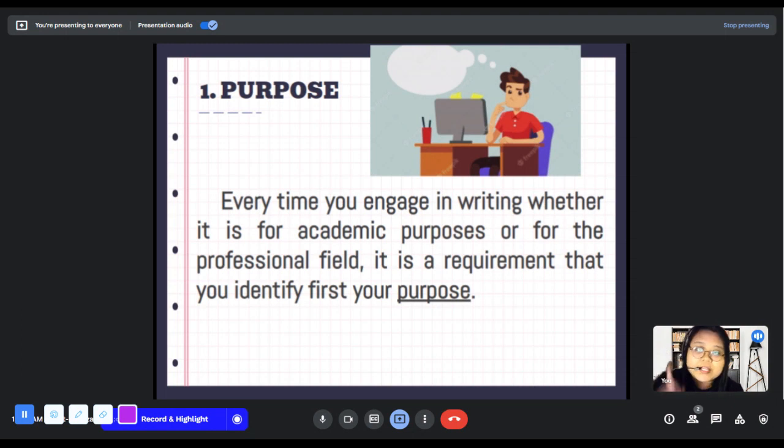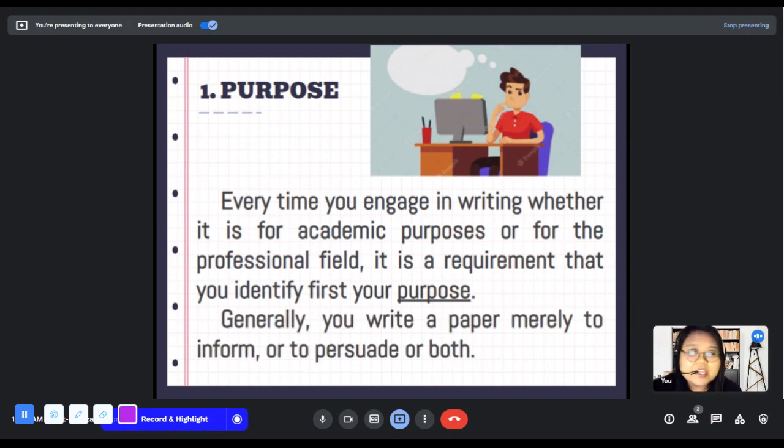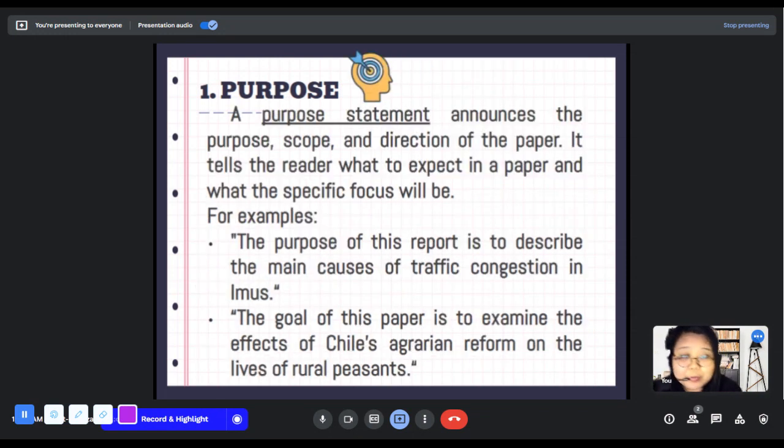Our purpose when we are writing is very important. Take note, we are not writing for ourselves. We are writing for our readers. Generally, you write a paper merely to inform or to persuade, or to do both in just one paper. Here we have our purpose statement. This announces the purpose of the paper, the scope. When we say scope, it means the inclusion and exclusion of your paper, and of course, the direction of the paper. It tells your readers what to expect.